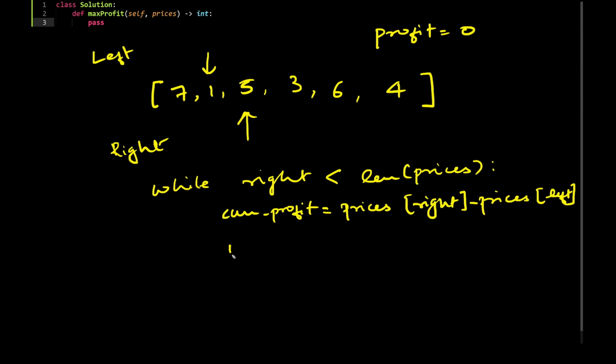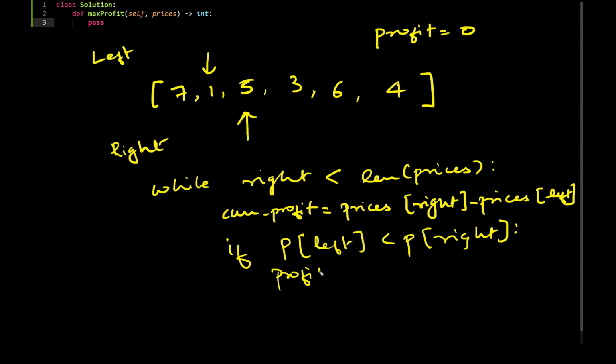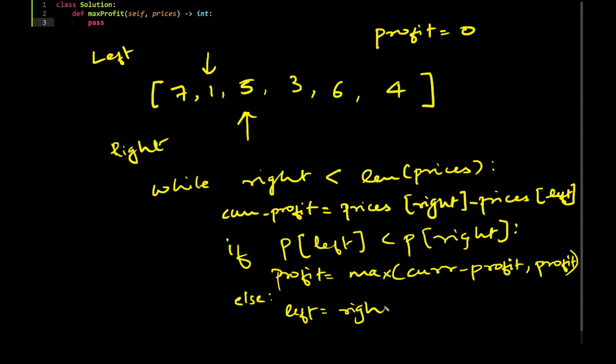So if the value at prices[left] is less than the value at prices[right], I would want to update the profit, saying profit is equal to whatever is the maximum of the current profit and the profit that I already have. All right, or in every other condition, I would want to increment both of them. So I would say make left equal to right, and regardless of what happens, you will have to increase right.